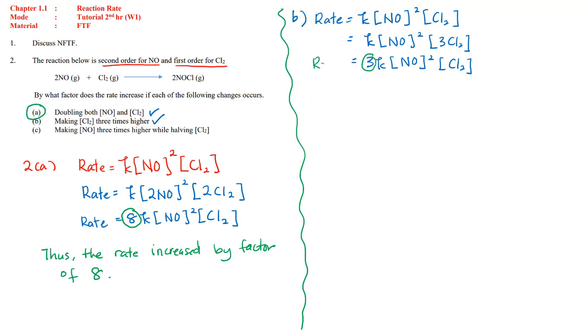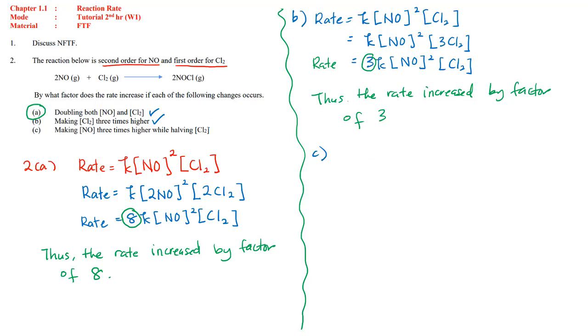So what happened to the rate? Thus, the rate is increased by factor of 3. So kadar tindak balas bertambah sebanyak 3 kali ganda ataupun berdasarkan faktor 3 lah. Okay.